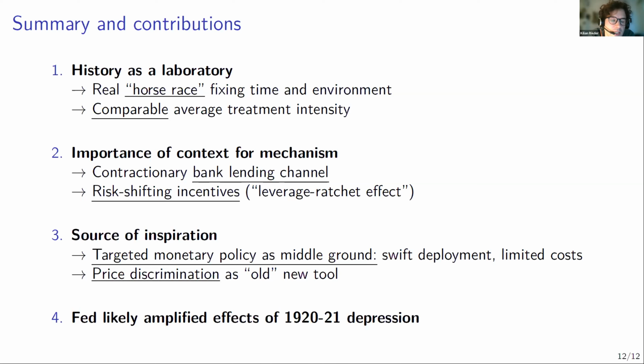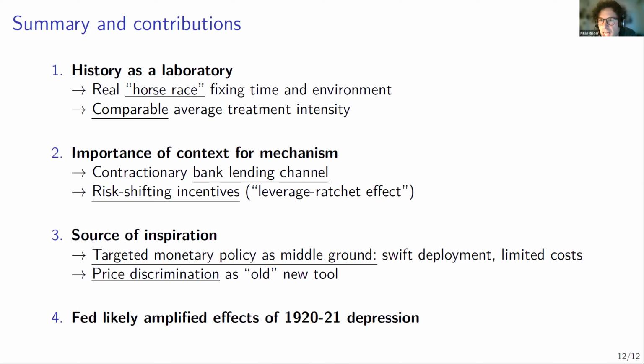So that's important. Second, I use it also to showcase how important context is for these kinds of financial stability policies, even today, in order to understand what kind of effect they have. So, in my case, it's a contractionary bank lending channel and a risk shifting incentive. And it's important to understand these in order to get a better understanding of what drives the treatment effects that I find.